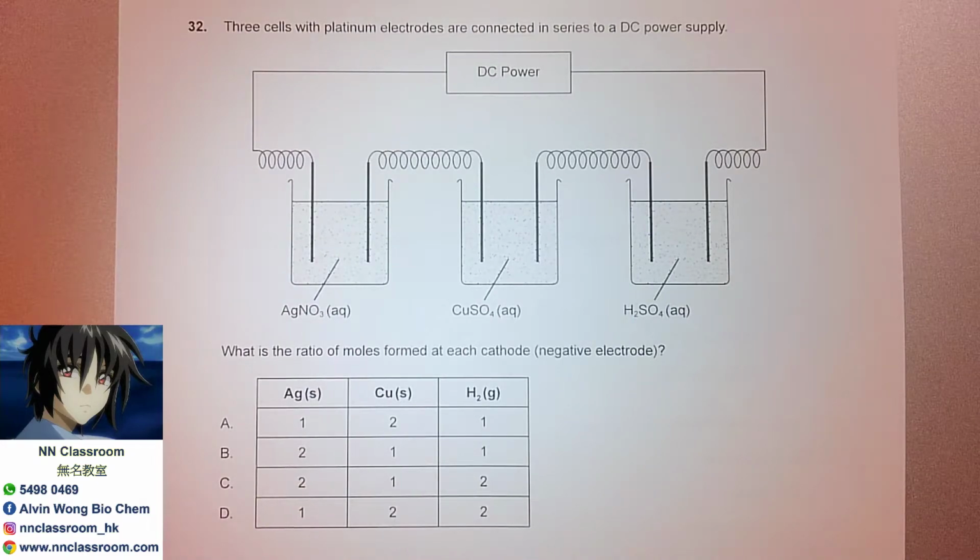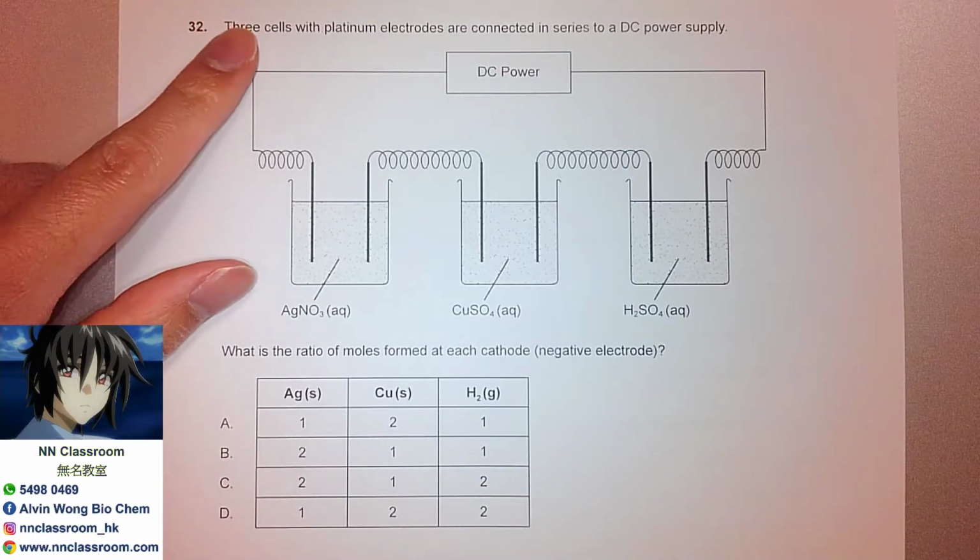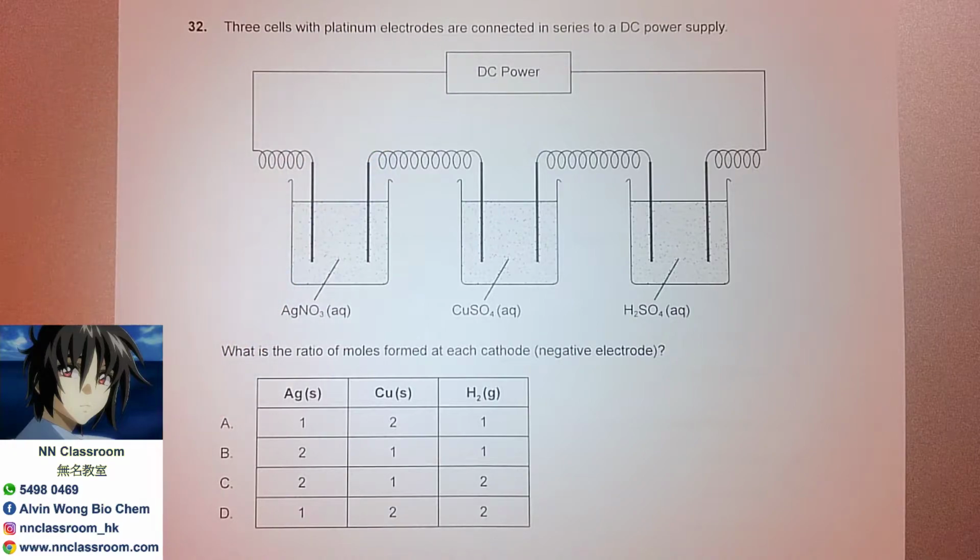Today I'd like to share with you a past paper question from November 2019, time zone 0, asking concepts relating to topic 9 as well, so that is electrolysis and the redox processes. Question number 32, let's see. Three cells with platinum electrodes are connected in series to a DC power supply.